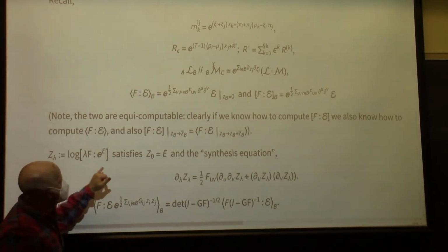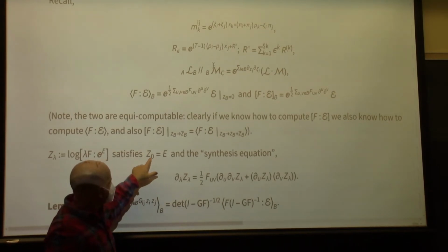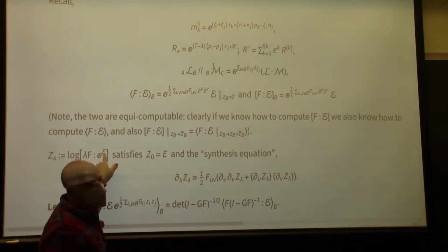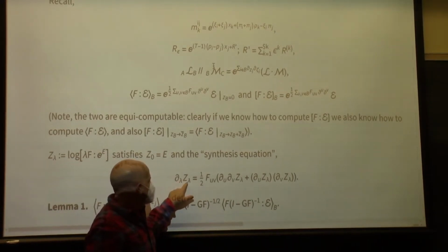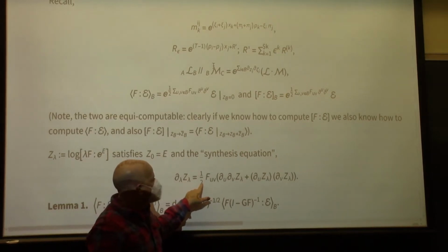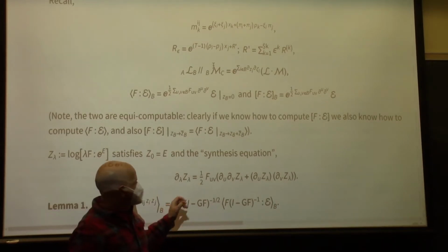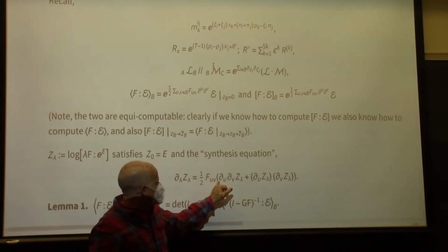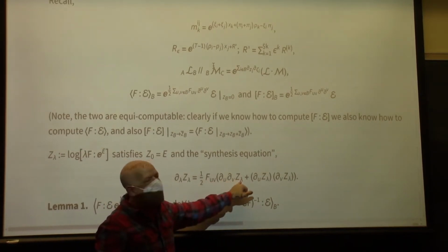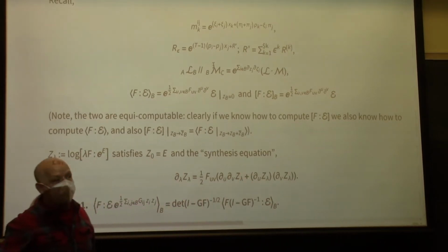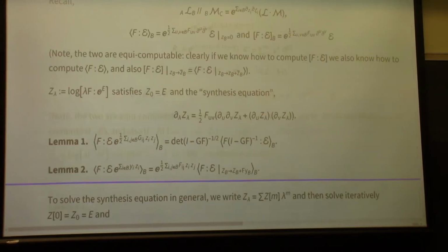Then z lambda satisfies a differential equation. So z0 is simply E, and the derivative with respect to lambda of z lambda is given by the formula written here. We derived it earlier. And this is sort of like a heat equation. So basically, the derivative with respect to lambda of z lambda is the Laplacian applied to z lambda, but it's perturbed and made nonlinear.